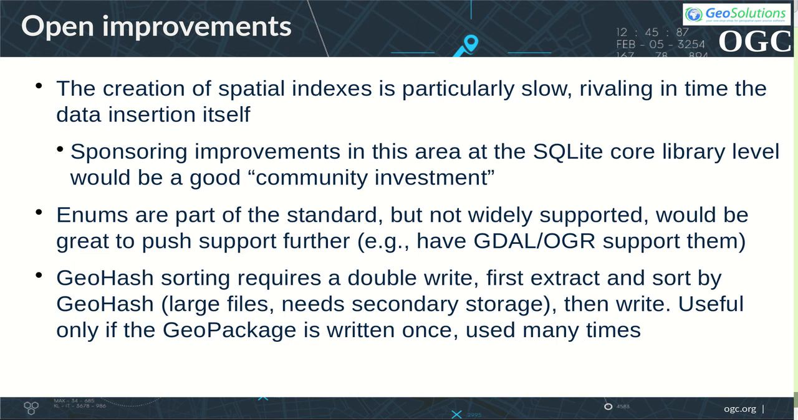During the testbed, we found that creation of spatial indexes takes a significant portion of the GeoPackage production time, especially for large files. In order to improve that, the R-tree support in SQLite would need to be optimized. Also, sorting data by geohash requires writing the data twice, first to extract the original data and compute the hashes, and then another time to write the output package in the desired order. This has proven useful, but should be attempted only if the package is read many times after the export.